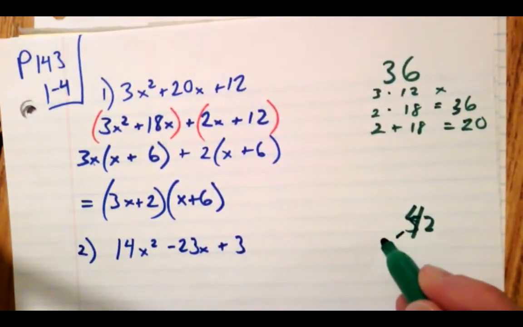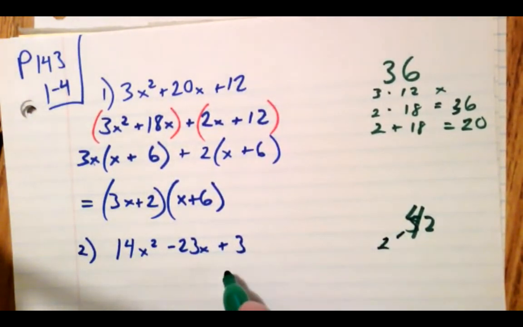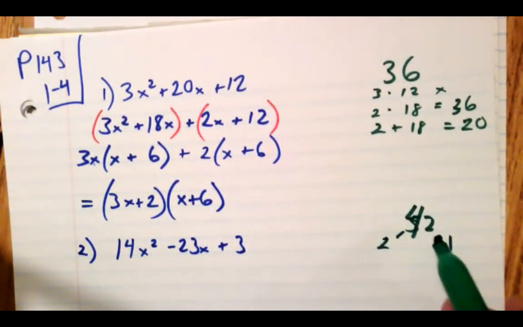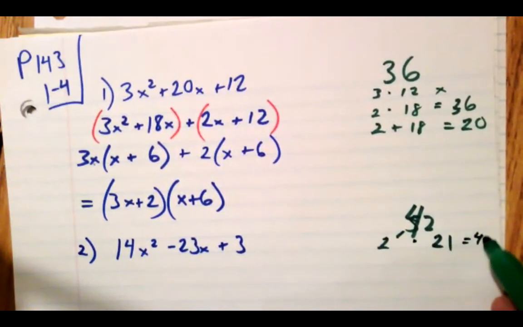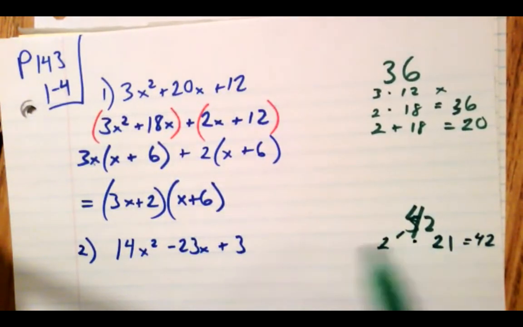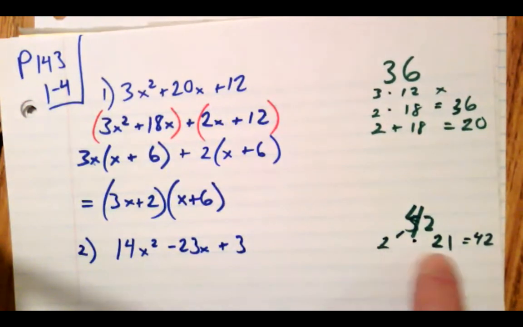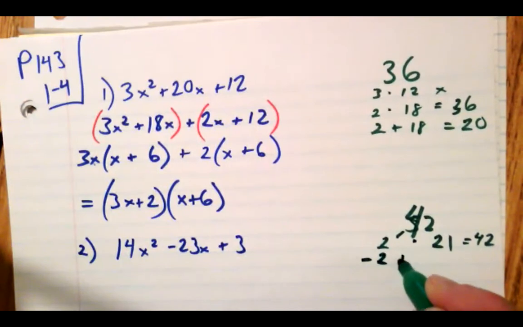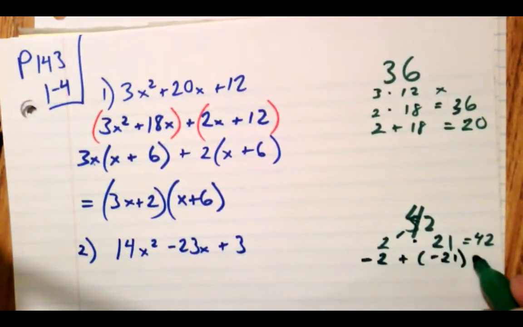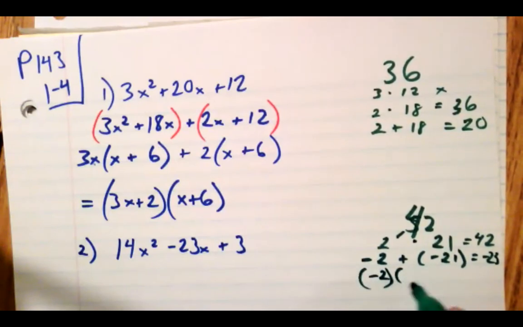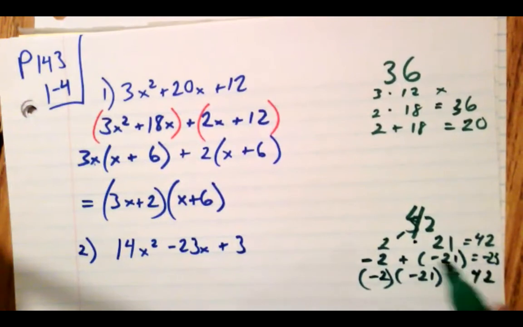So 2 and 21. 2 times 21 is 42, right? 2 plus 21 is positive 23. This is negative 23. But negative 2 and negative 21, those equal negative 23. And negative 2 and negative 21 multiplied equal positive 42. So those are our numbers.